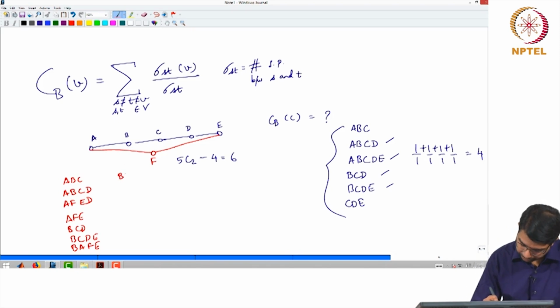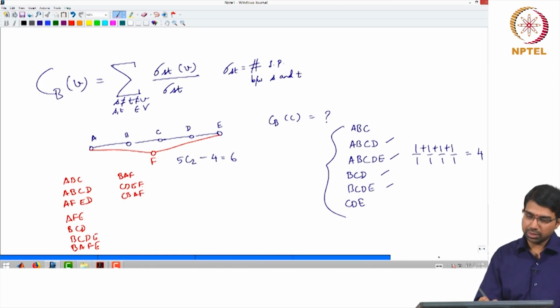B, A, F is the shortest path; C, D, E, F is the shortest path; C, B, A, F is the shortest path. You have to actually worry about it in all the other directions as well, but as long as you do one direction correctly, there is no problem, right?